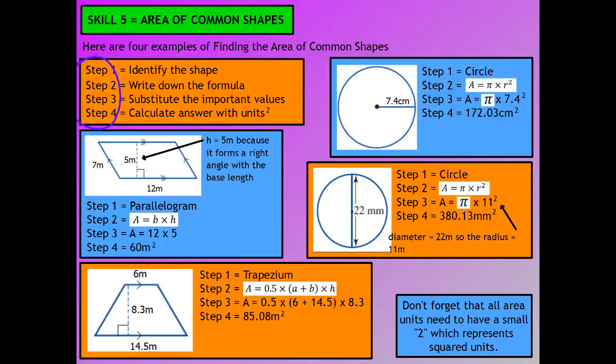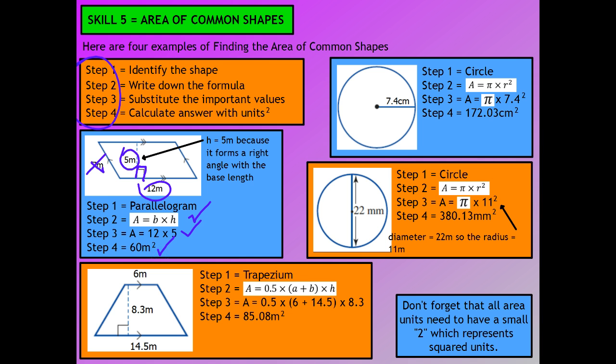The first example here is a parallelogram, where you need to use the formula area equals base times height. So that's 12 times 5. 5 is the height. We don't need to use the 7 because that's not a vertical height and it doesn't form a right angle with the 12 on the base. So 12 times 5 gives 60 meters squared.